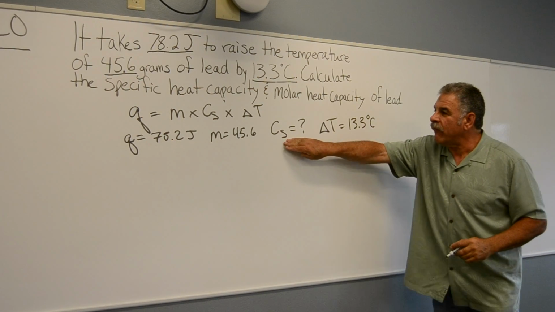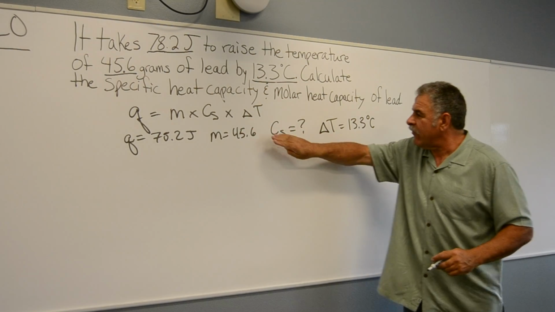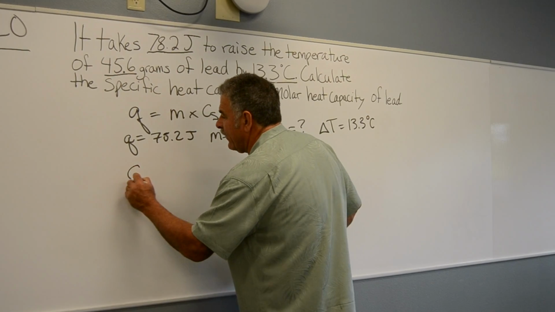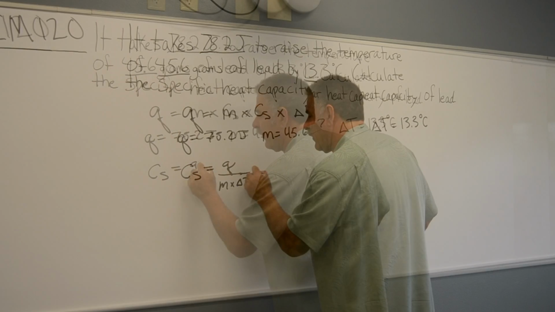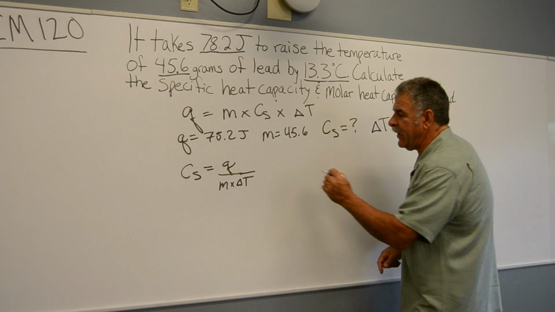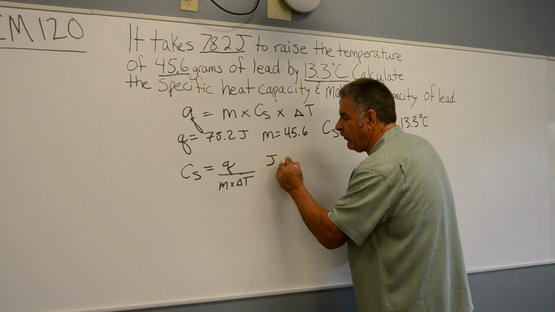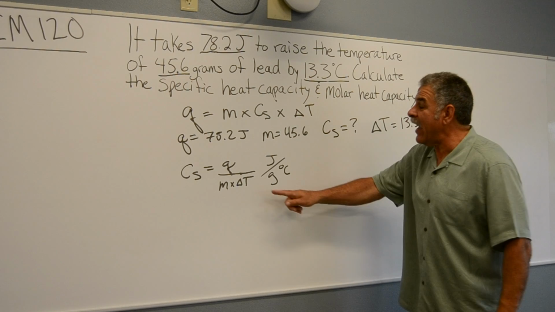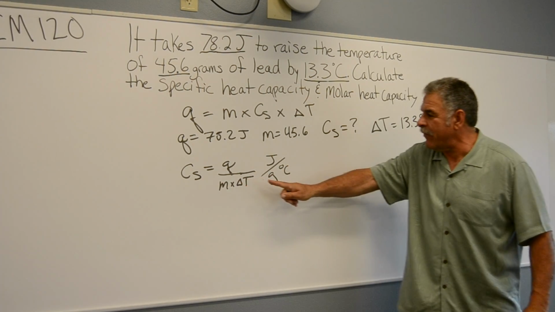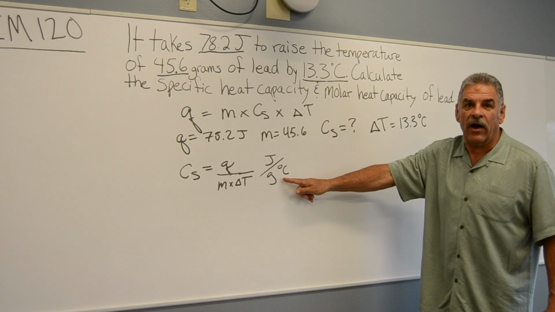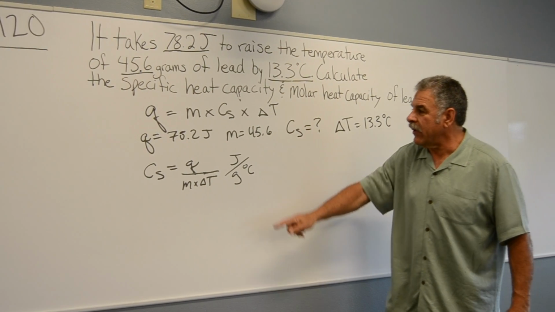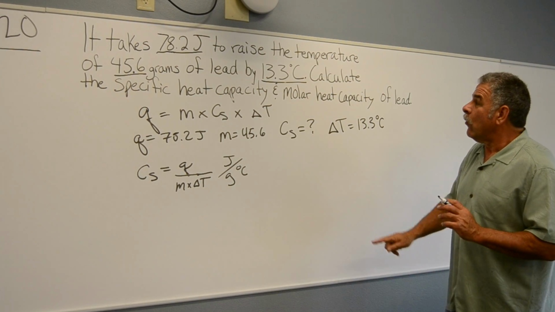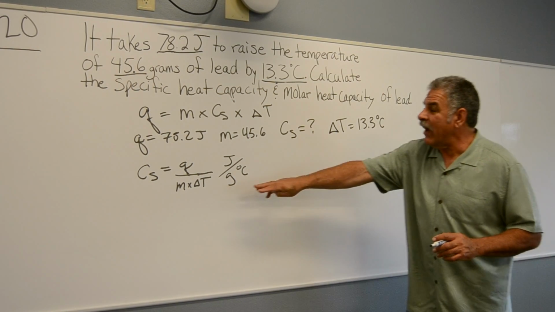So we have to solve the above equation for specific heat capacity. To do that, it looks like this. All right? And remember, our units are going to be, Q is always in joules, mass is in grams, and delta T is in degrees C. And that looks just like the specific heat capacity units that we saw for water in the other video, if you watched it, which you should if you're watching this one. So, we got the problem set up. Now all we have to do is plug in.